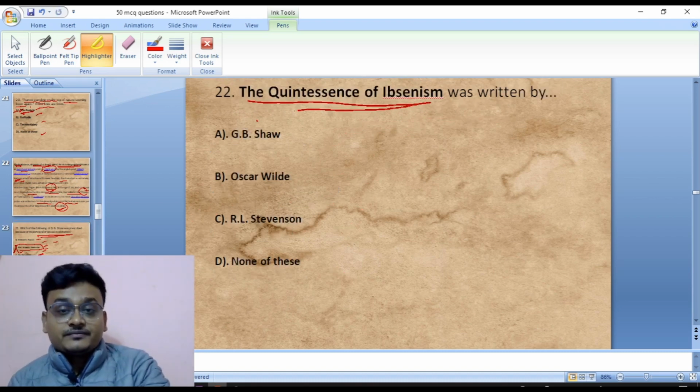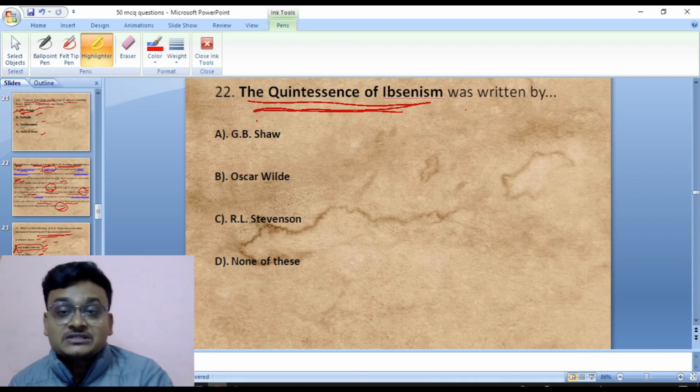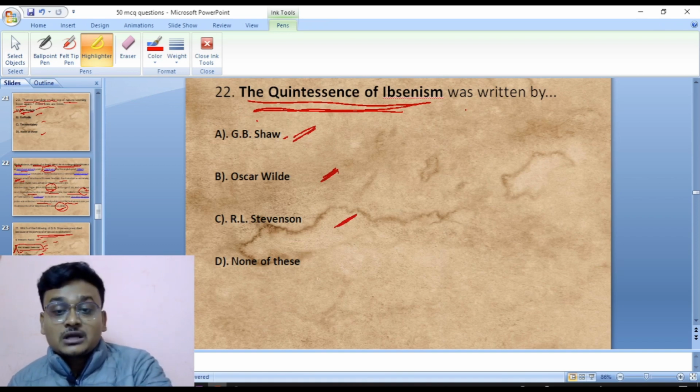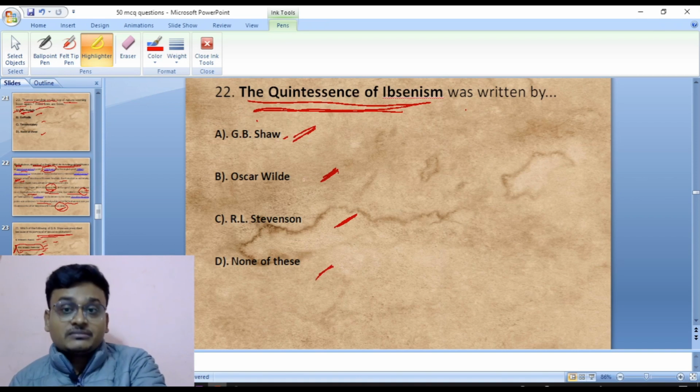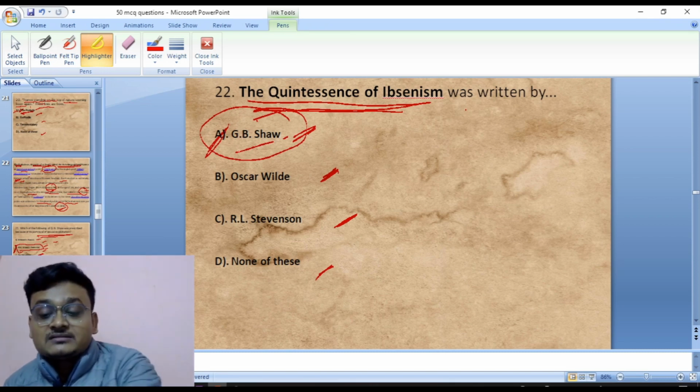The Quintessence of Ibsenism was written by whom? G.B. Shaw, Oscar Wilde, R.L. Stevenson, Robert Louis Stevenson, or none of these? The Quintessence of Ibsenism was written by George Bernard Shaw, that is G.B. Shaw. So option A is the right answer here.